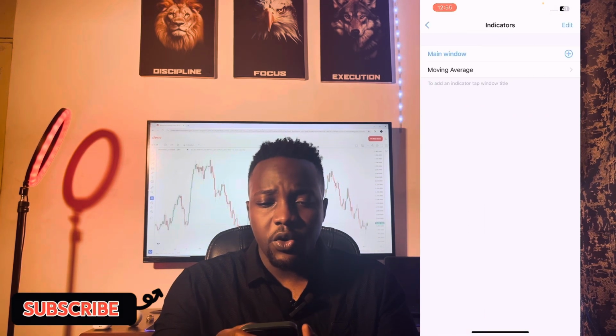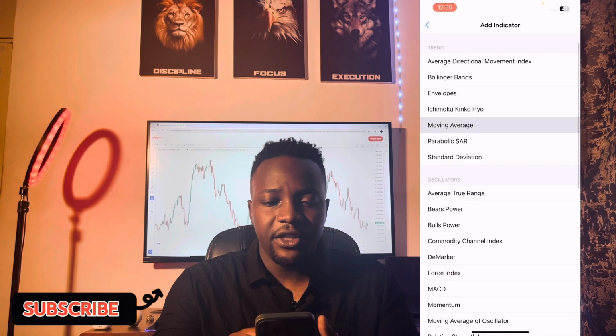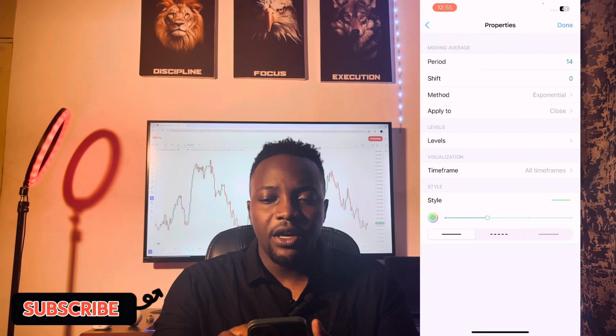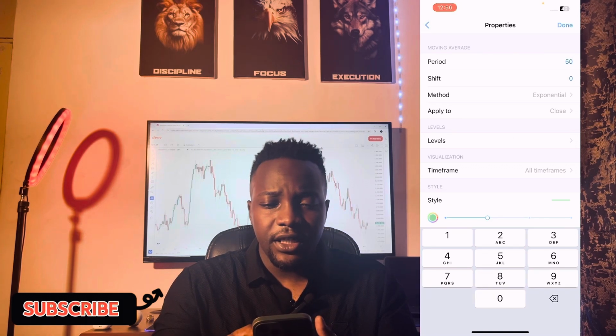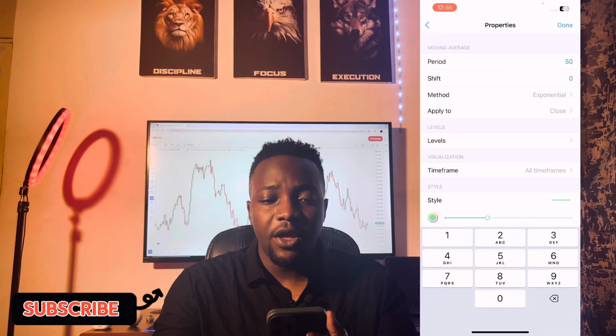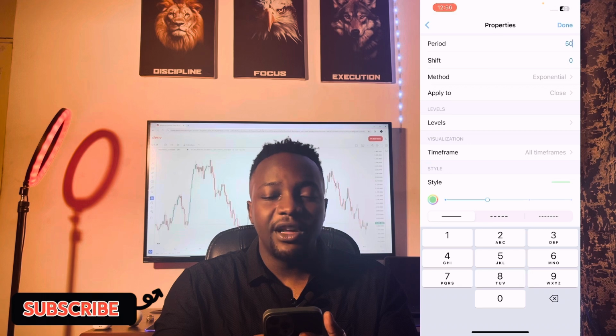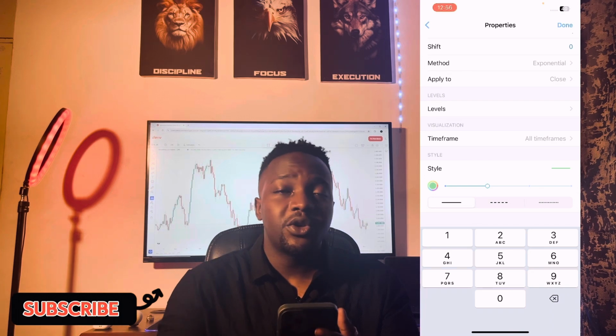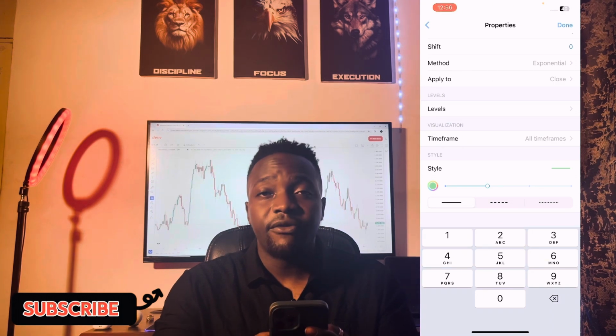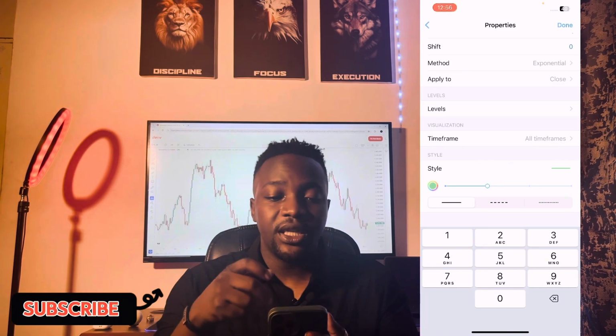The next indicator that we're going to need is also a moving average, but this time around we're going to have a different period. This time around we're going to have a period of 50. So I just changed that to 50. The shift will remain as 0, the method will remain as exponential, apply to close, and there are no levels on this indicator again. And again, allow it to be on all the time frames so that when you switch around the time frames, you'll still be able to have your strategy in place.